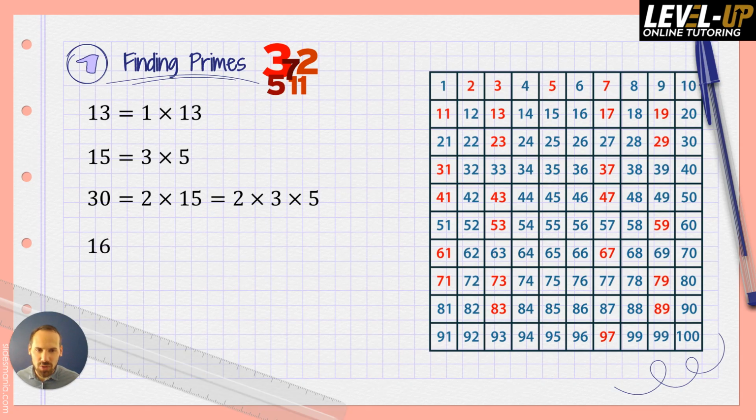So let's take a number like 16, and we're trying to deduce how we can find out whether or not a number is prime. So how do we find the numbers in this grid, the ones that are marked red? How can we actually work out that they're prime? So we take an example like 16.